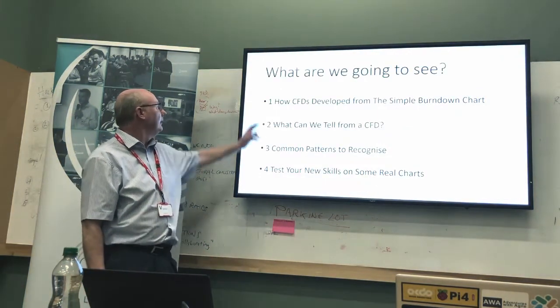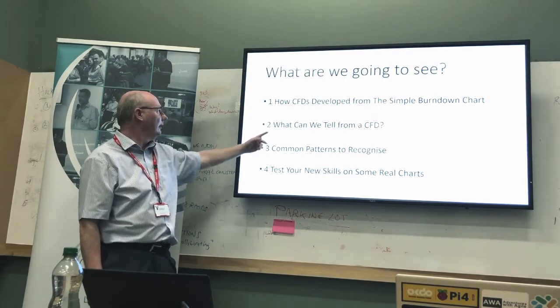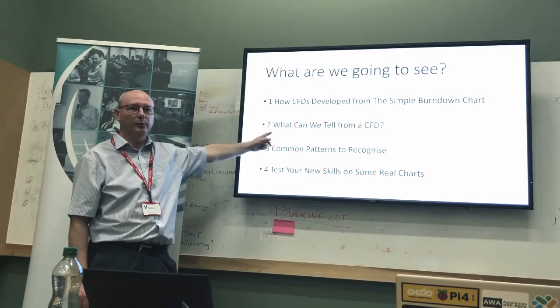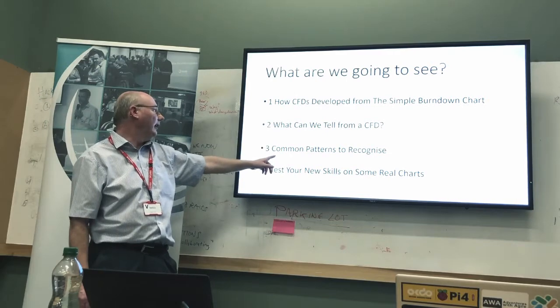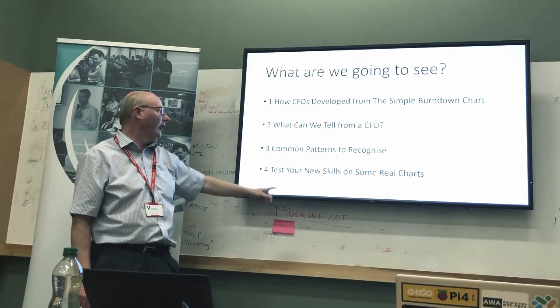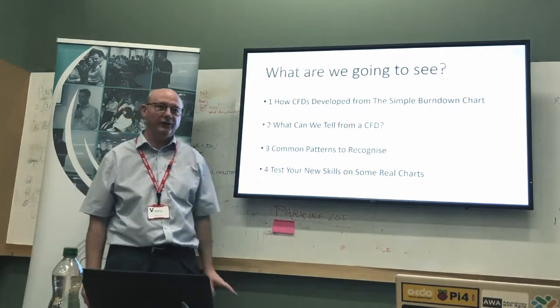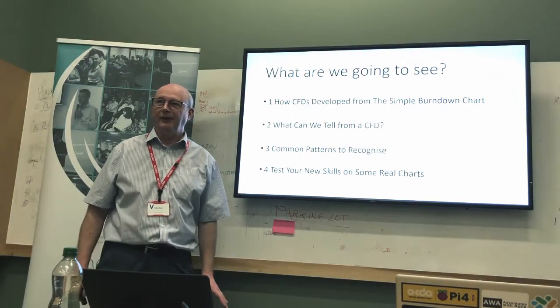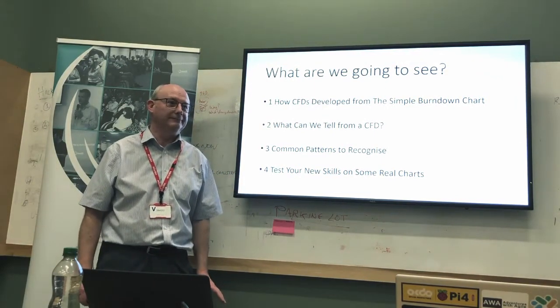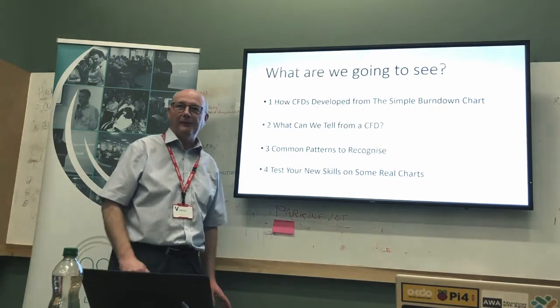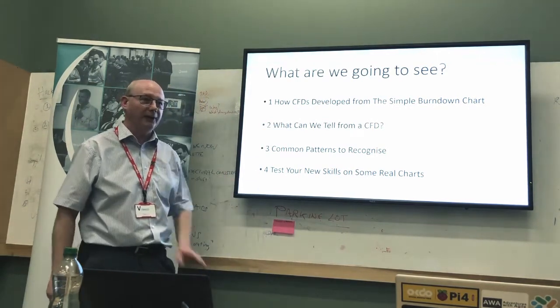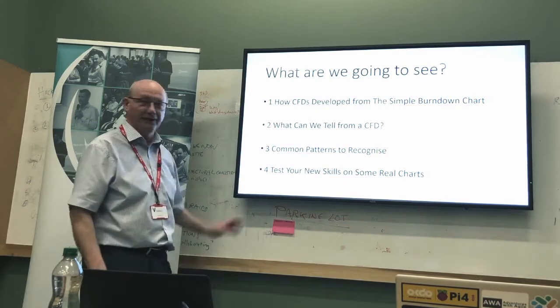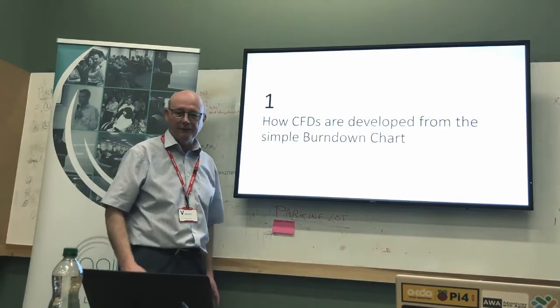So here we go. Build it from scratch. What can we tell from it? Interpreting your cumulative flow. I'll show you some common patterns, and then I've got some real ones from last year from my teams, and we can have a go at who can tell what happened here. There are a couple of googlies in there, so I'll have to tell you what really happened. But hey, let's have a go.